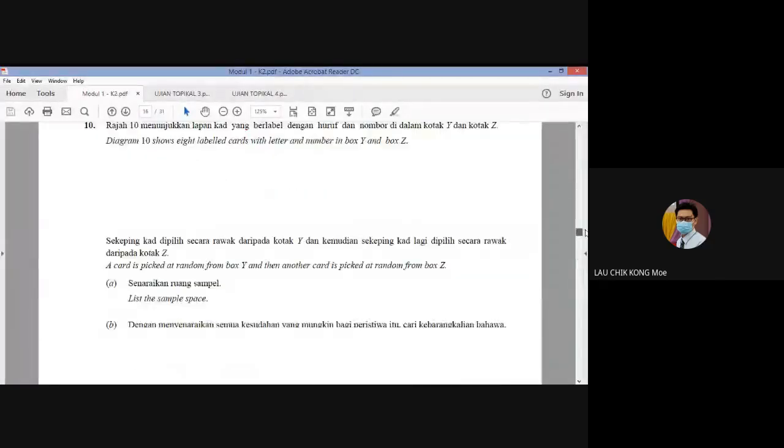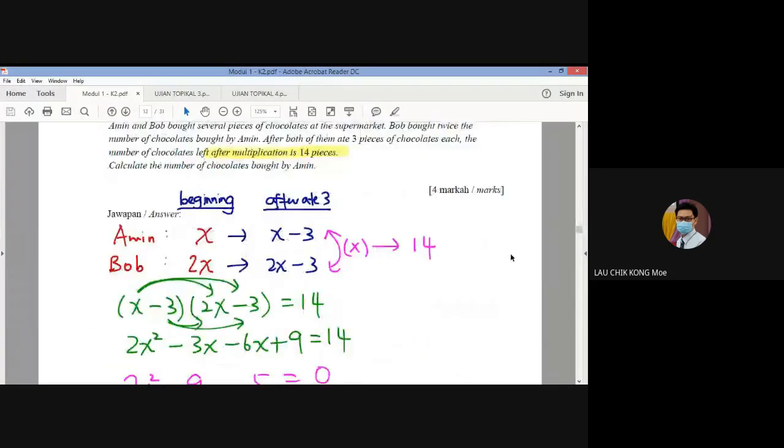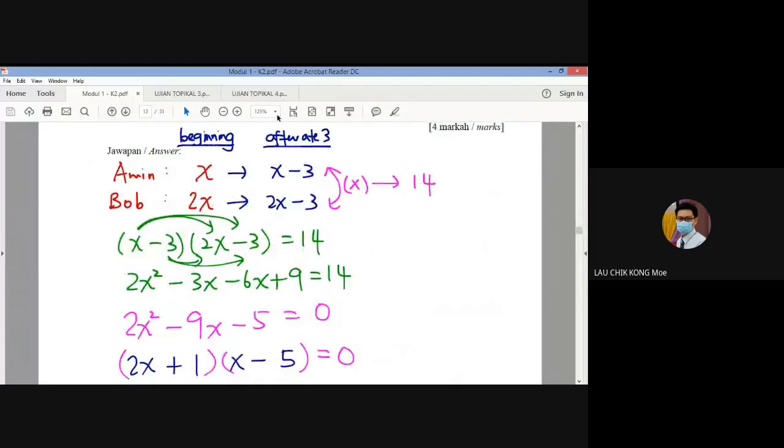Sekejap lagi. Ada kelas selepas ini kah? Untuk Google Meet. Maaf sekejap. Question number 9. Where is number 9? This one. Okay, so I show it to you.